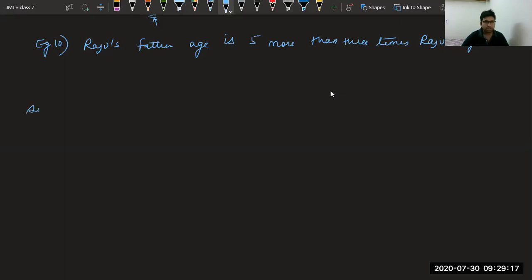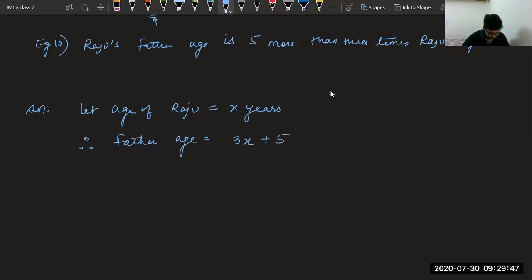Yes, because we are defining Raju's father's age in terms of Raju's age. So we can say in solution, let age of Raju be x years. It is not compulsory that you assume Raju's age only. You can assume father's age also, but that will be a little bit difficult for you. So better you take Raju's age as x years. Therefore, father's age will be how much? Father's age will be 3 times Raju's, that is 3x plus 5.